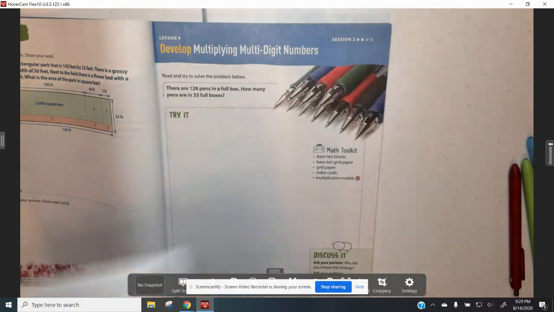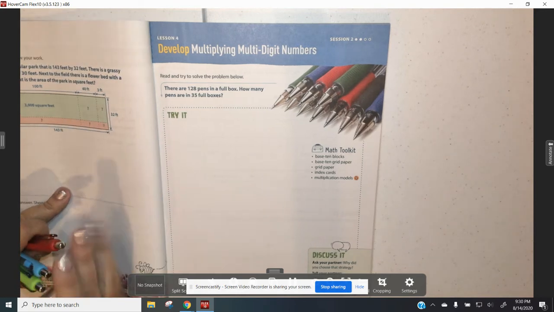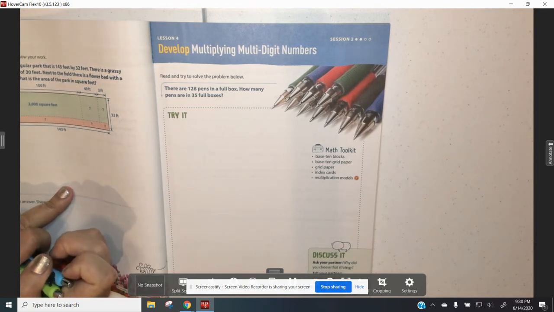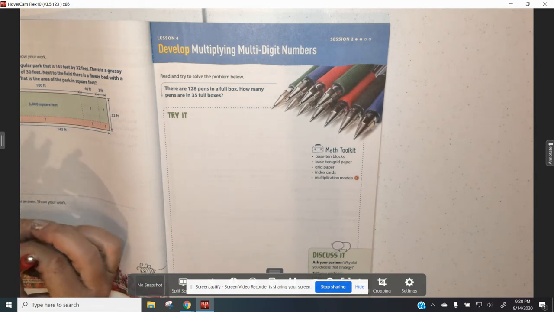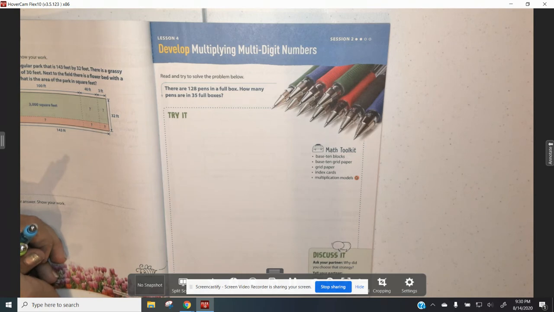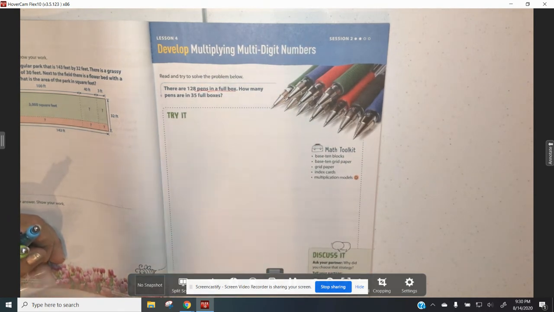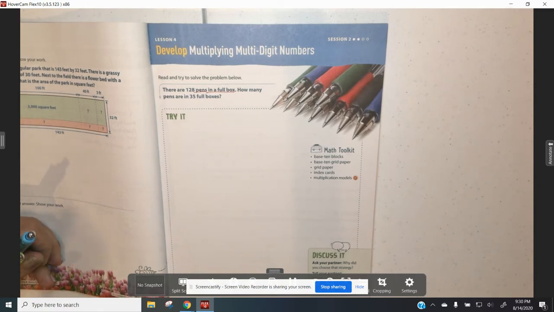So now we're going to go onto page 59. On page 59, we have the question that says this: there are 128 pens in a full box. How many pens are in 35 full boxes? So like we do every lesson, the first question we ask is, what is this problem about? So this problem is about pens in a full box. So we are talking about pens in boxes. That's what we want to know.